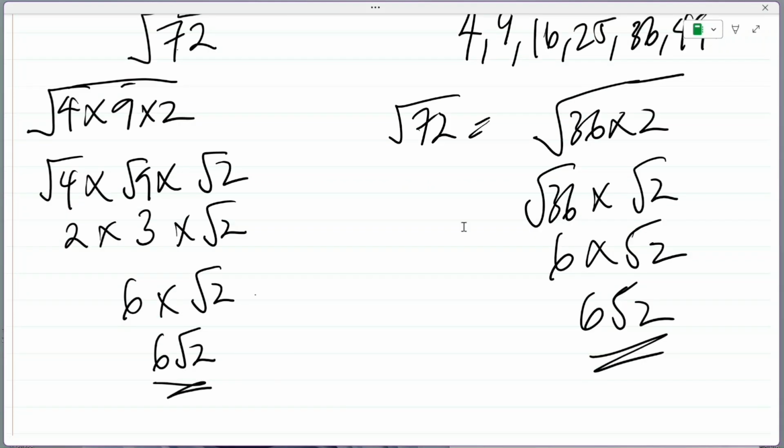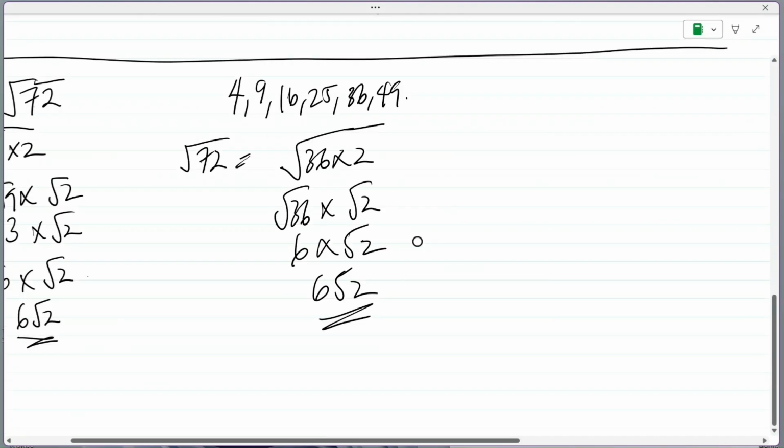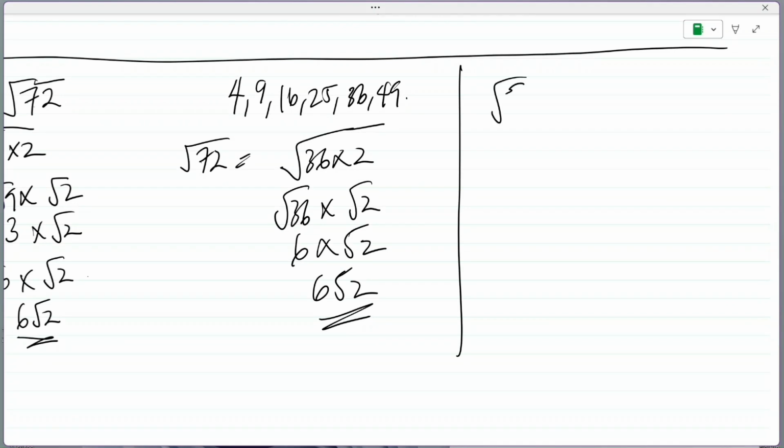The second method is breaking down 72 first into a product of its prime factors, then you group it. Now let's say you have square root of 72. In your rough book you have 72. You divide 72 by 2, you get 36.